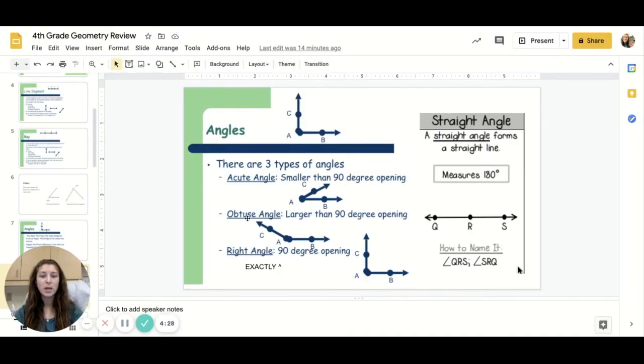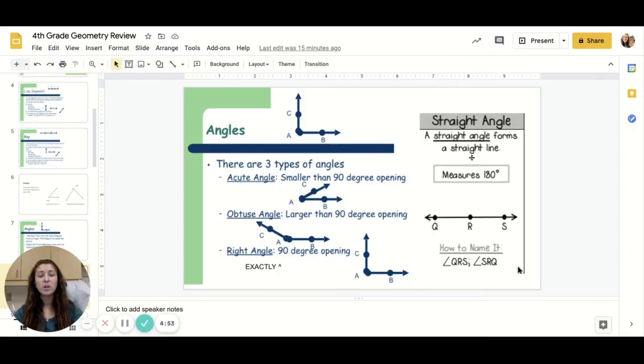We have an obtuse angle, and that's going to be larger than 90 degrees. So it's going to have an opening similar to this. And then last but not least, we have a right angle, and it is exactly 90 degrees. We find right angles a lot of times in rectangles and squares. They typically have 4 right angles. And those right angles, just like all of these other angles, are formed by 2 rays.